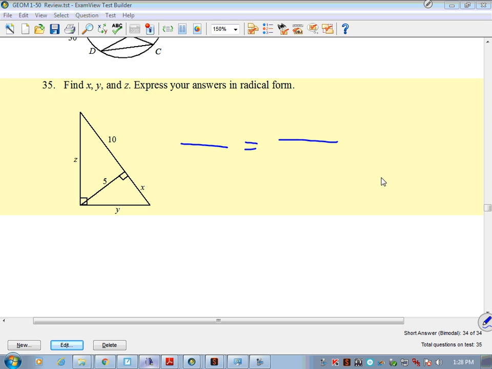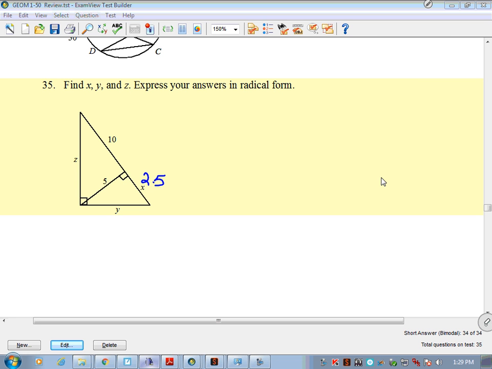If the altitude is drawn to the hypotenuse of the right triangle, then the length of the altitude is the geometric mean between the segments of the hypotenuse. 5 is the altitude, so therefore it's the geometric mean of the segments of the hypotenuse, between 10 and x. So what's 25 divided by 10? 5 times 5 is 25. 25 divided by 10, 2.5. Okay? So now I know the length of the entire hypotenuse is 12.5. Okay? I could go on from there.